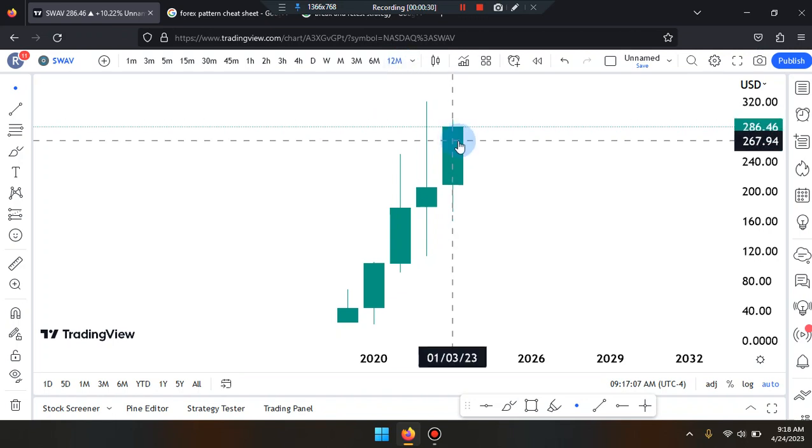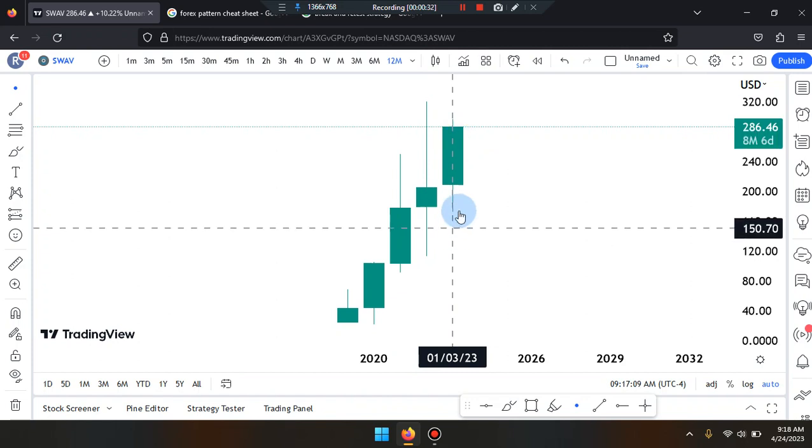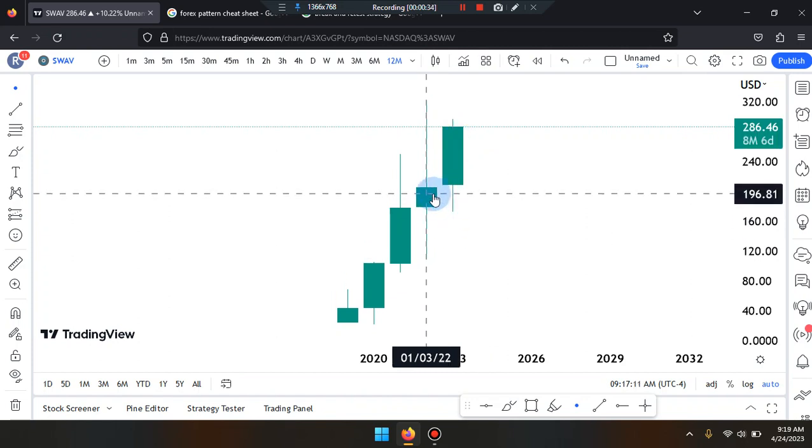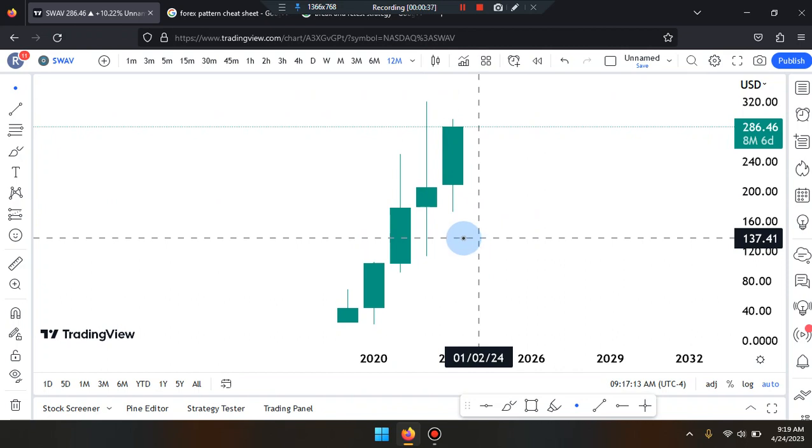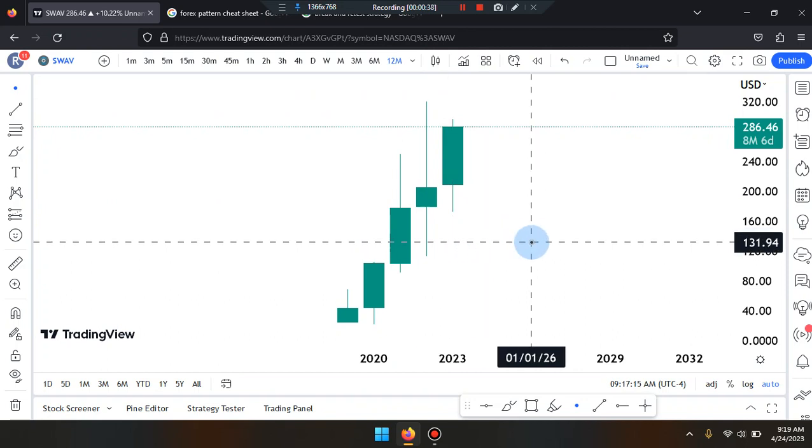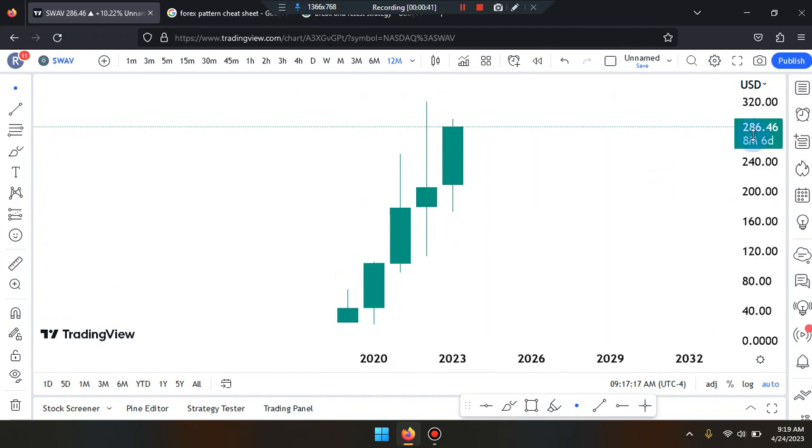Price action: the last candle to the right-hand side is a bullish green candle that spiked down to a low, so it's retesting the second last candle, but within that second last candle as well. Current price is sitting at 286.46.